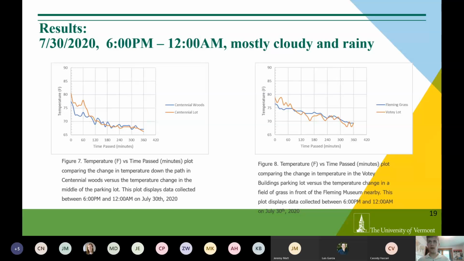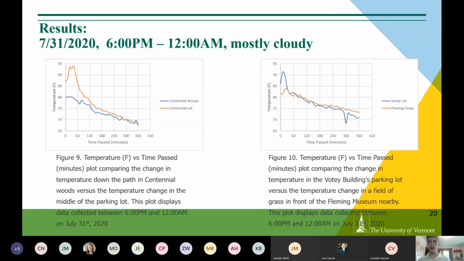For time reasons, I'm only going to go through a few of these data sets. But here we have from 6 p.m. to midnight, a large increase in the Centennial lot temperature, where the Centennial Woods temperature decreases more slowly at a linear rate, where the Centennial lot decreases very quickly. And then on the other hand, for the Vody lot and the Fleming Grass, we have the spike in the beginning in the temperature at the Vody lot, and then at the Fleming Grass, we have a steady decrease in temperature. The temperatures are about equal after the first hour for both sensors.